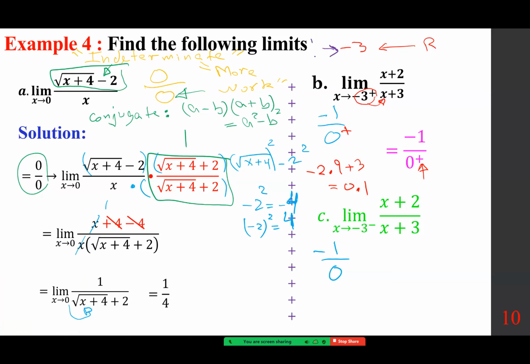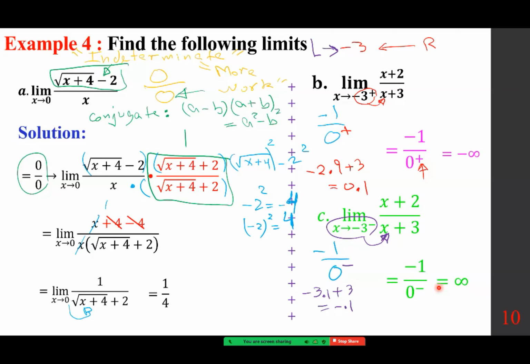If I use the left side of negative 3, as an example, negative 4, but let's get closer, negative 3.1. If I add it to 3, I get negative 0.1. And so this is negative. What is the difference? Both of these are infinity, but this is negative over positive, which is negative infinity. Negative over negative, this is positive infinity. This is the methodology you use to find it. And I hope everybody is okay with the concept.